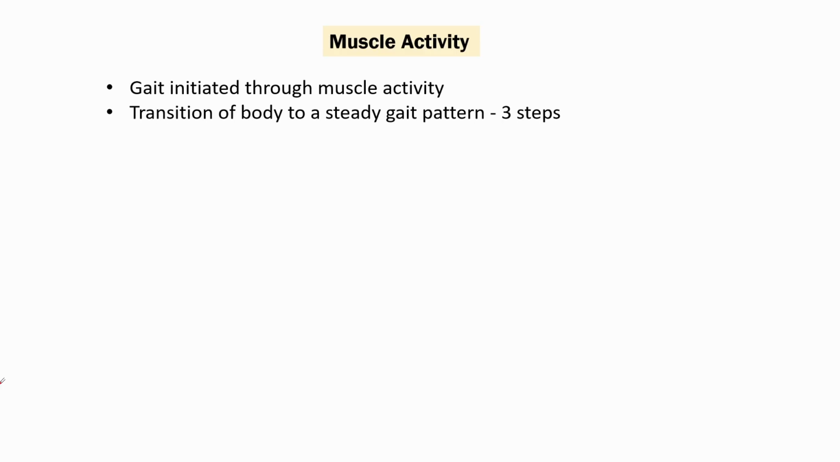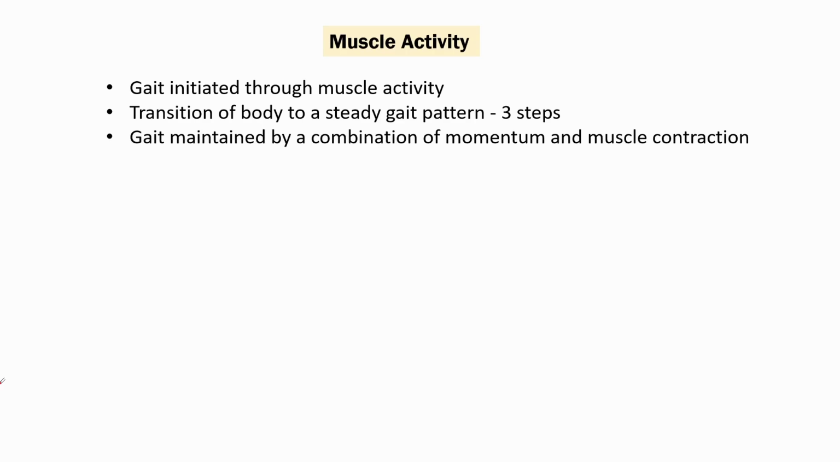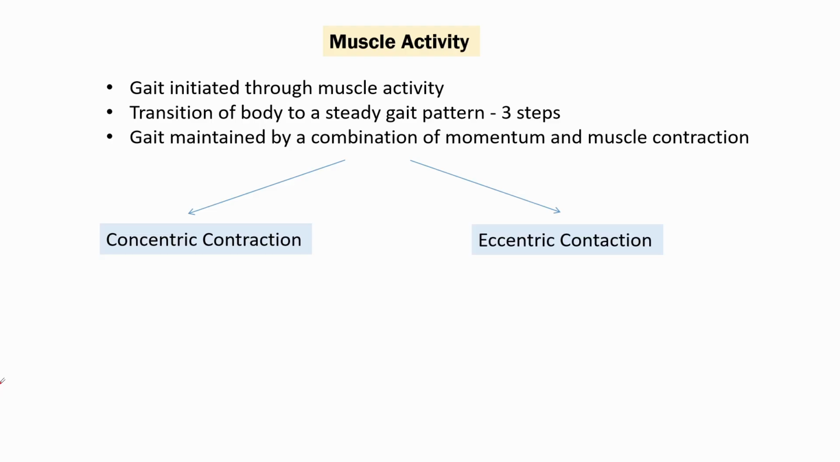Now let us have a look at the muscle activity during gait cycle. Gait is initiated through muscle activity, and transition of body to a steady gait pattern takes around 3 steps. Once a steady gait pattern has been established, gait is maintained by a combination of momentum and muscle contraction. Muscle contraction in gait can be divided into concentric contraction and eccentric contraction.